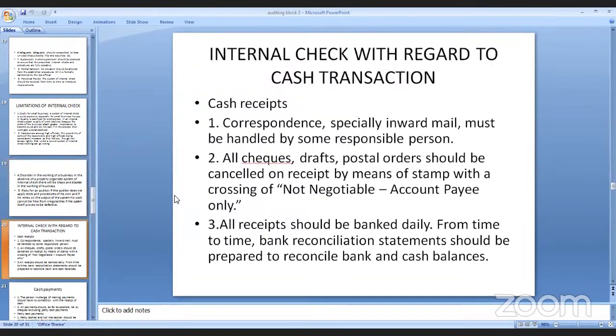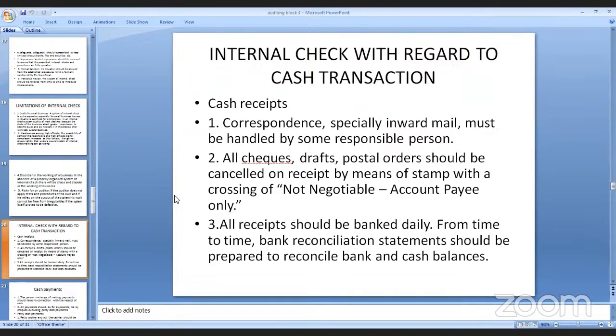The next concept is internal check with regard to cash transactions. For example, cash receipts. The income or receipts managed by the organization need to focus on the receivables of the company. Next, checks. The organization may be receiving various checks, so the auditor has to check the checks and their values properly.